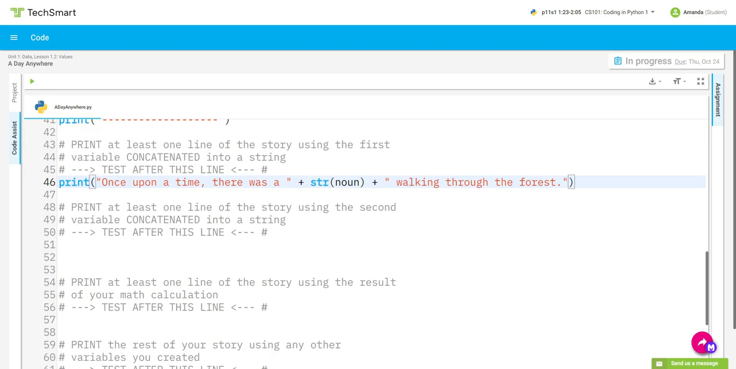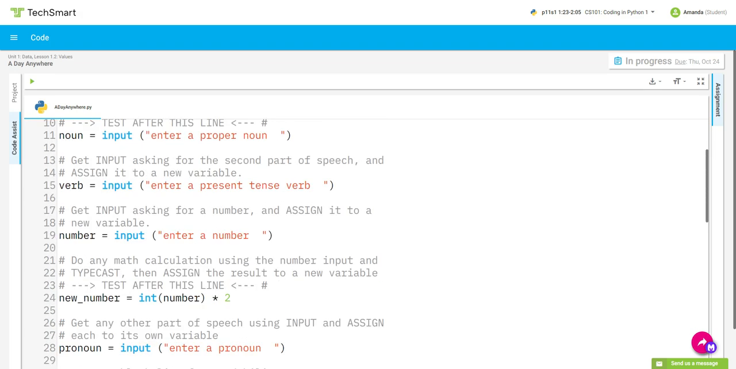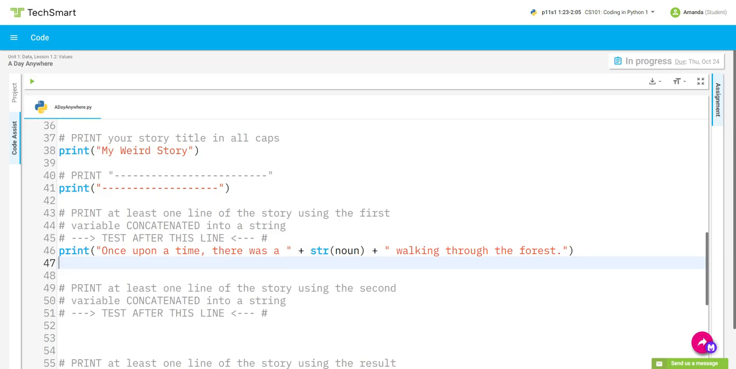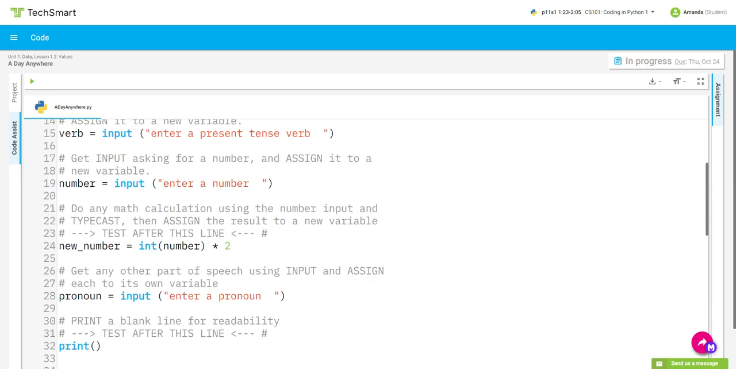Quotation mark, parenthesis. It says print at least one line of the story using the second. Okay, what was the second? Present tense. What if I don't say walking? What if I put it right here and I go plus str verb plus string? What if I did it like that? Because then that'll cover my noun and my verb that I asked for up here.